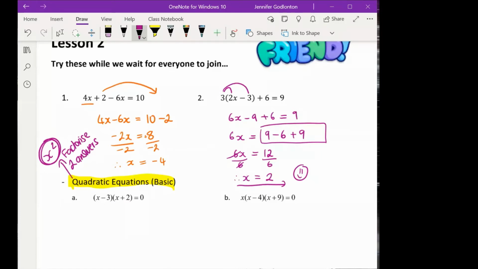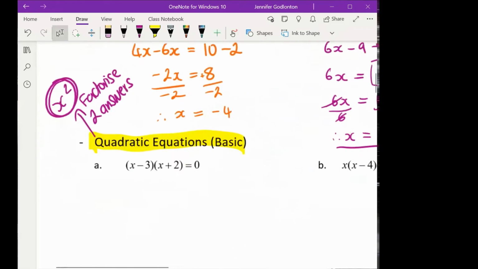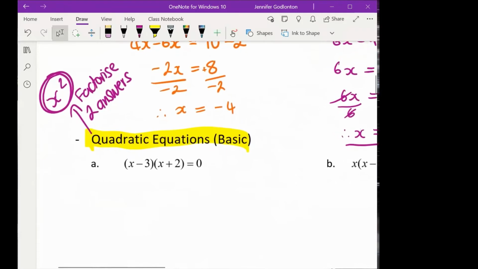So that's the fundamental thing about quadratic equations. Now, I've started with something nice and easy just to dip our toes in. I've already factorized this for you. All I've got here is x minus 3 in one bracket and x plus 2 in the other bracket, and I know that that is equal to 0. I want to know what my 2 values for x are in this situation.